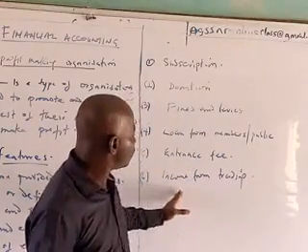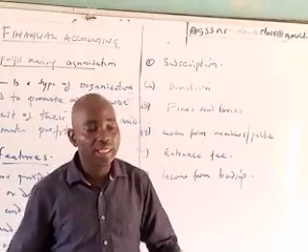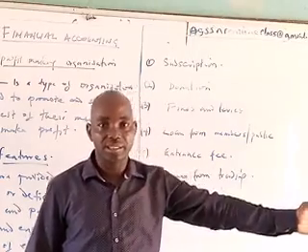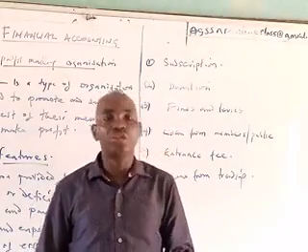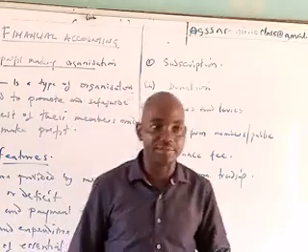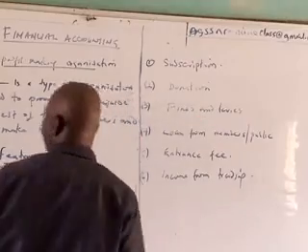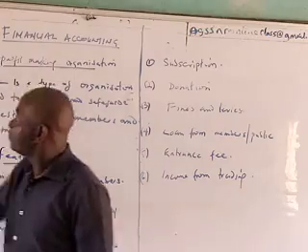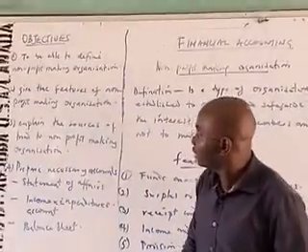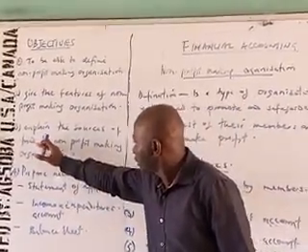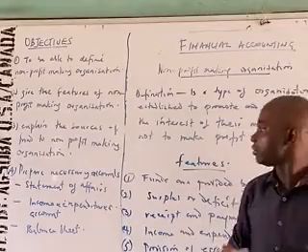So lastly, we have income from trading. We have some organizations that embark on trading activities, and these trading activities can earn them some income to be used to finance the business activities. So on that note, we have completed the meaning of non-profit organization. We have looked into features of the organization. We have talked about sources of fund to non-profit making organizations.